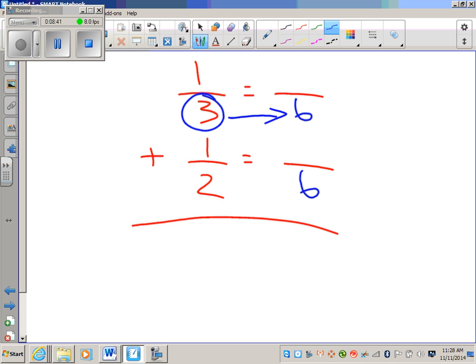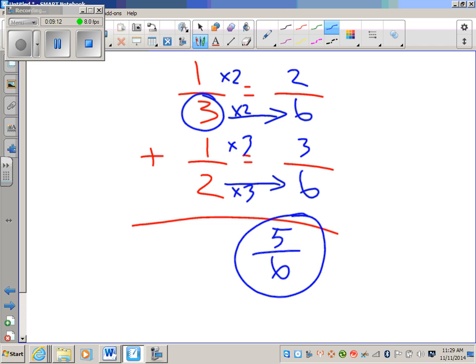From here, now I say, okay, 3 times what is 6? So if I multiply the bottom times 2, then I also multiply the top times 2 and get 2. Here, are we still multiplying by 2? No, here we're multiplying by 3, because 2 times 3 is 6. 1 times 3 is 3. 2 plus 3, 5/6. Okay? We have to convert.